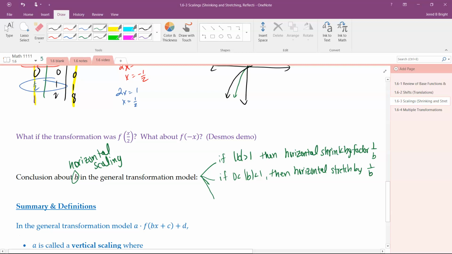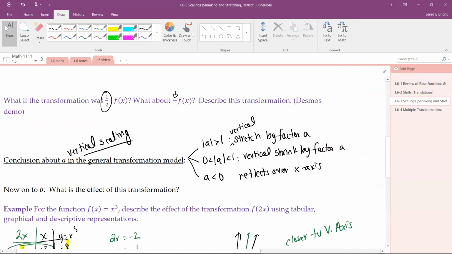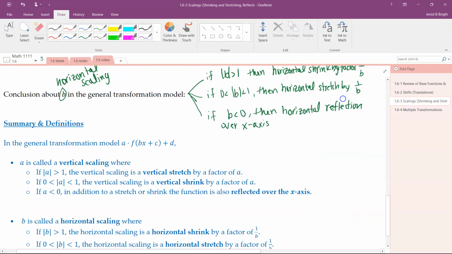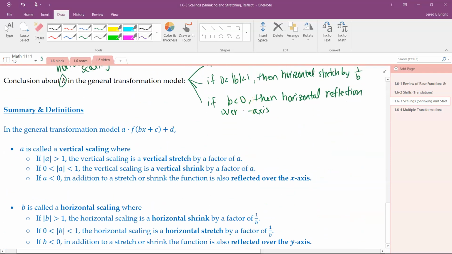Okay, and then lastly, if b is less than 0, then it's a horizontal reflection over the y-axis. And I think I may have misspoken earlier. It reflects over, if it's vertical, it reflects over the x-axis. Okay, nope, that was right. I have it wrong now. That's x-axis and this is y-axis. Yeah, because it's a reflection horizontally.